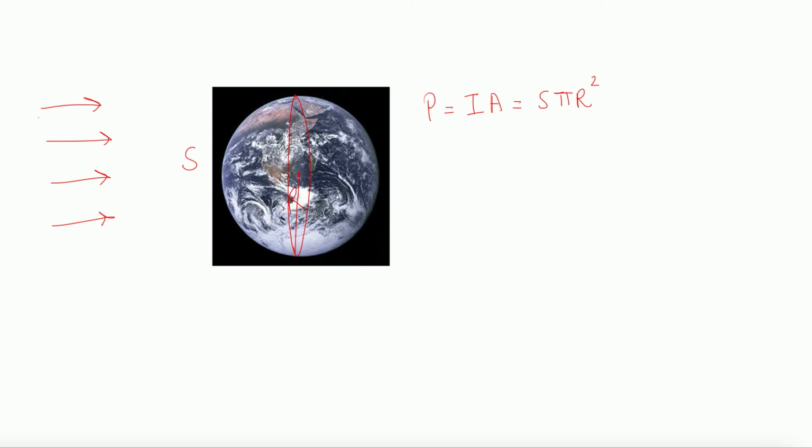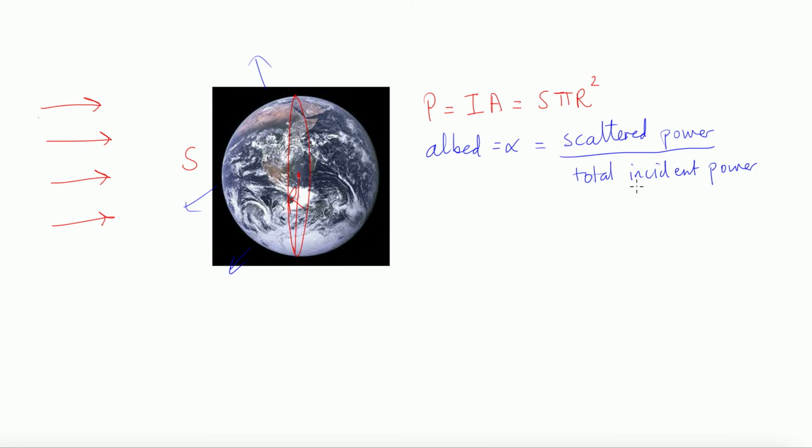However, not all of this power is directly absorbed. Some of it is directly reflected back into space, because the Earth has something called an albedo, which is the scattered energy or scattered power over the total incident power. So what is actually absorbed is 1 minus alpha times this thing here.